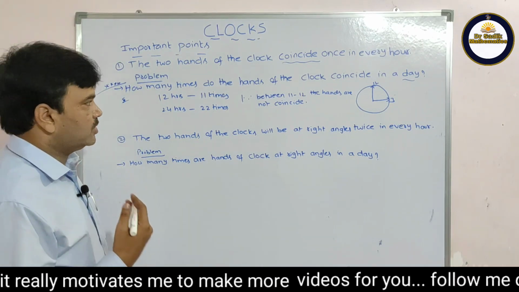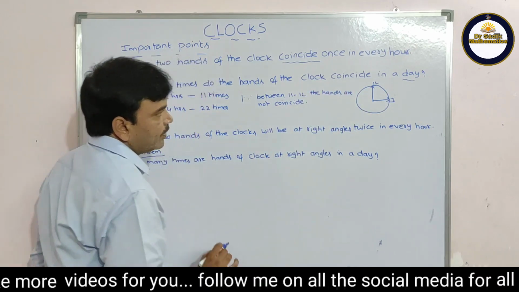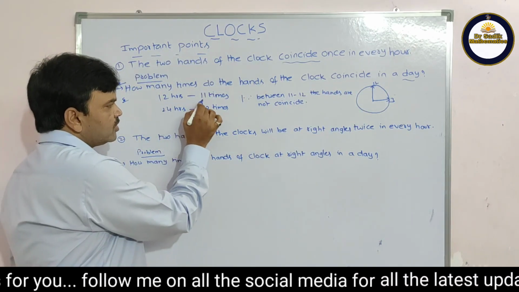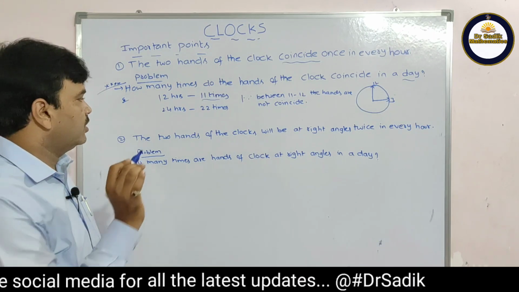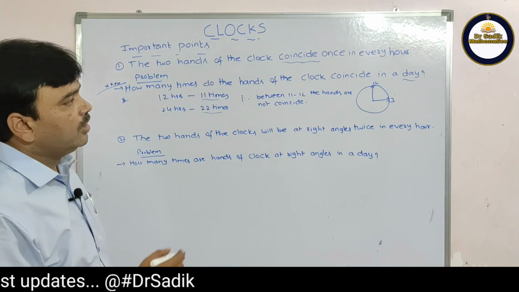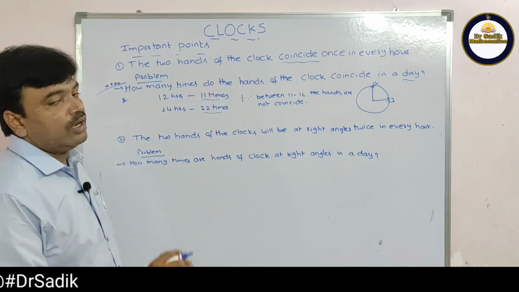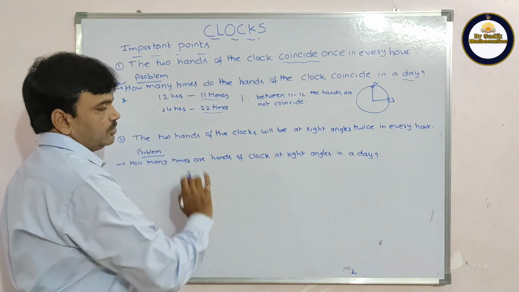Once again, friends, how many times do the hands of the clock coincide in a day? For 12 hours, how many times, friends? 11 times. Important, friends: for 24 hours, 22 times. He may ask for 12 hours or 24 hours, so you have to remember this answer.